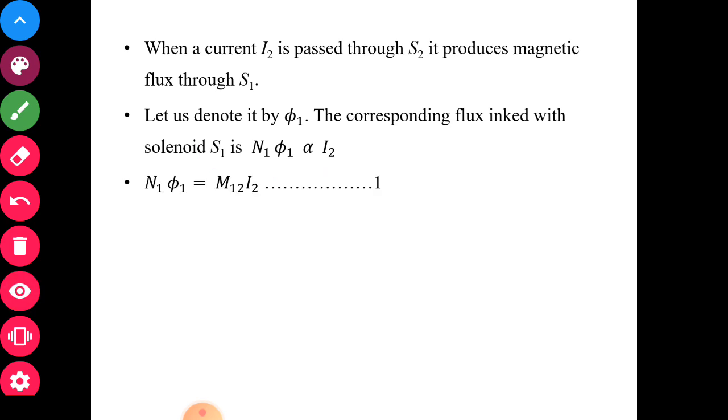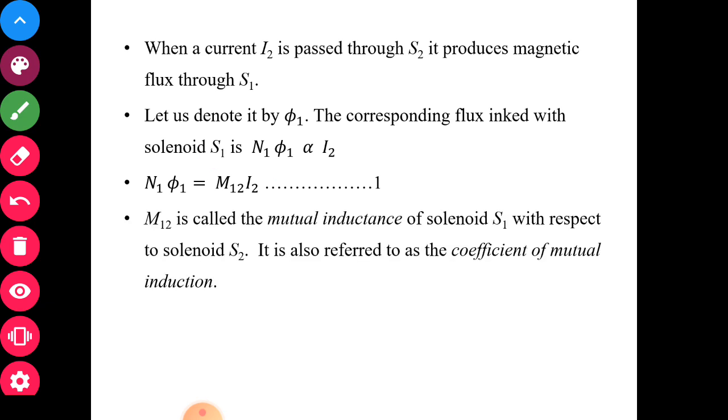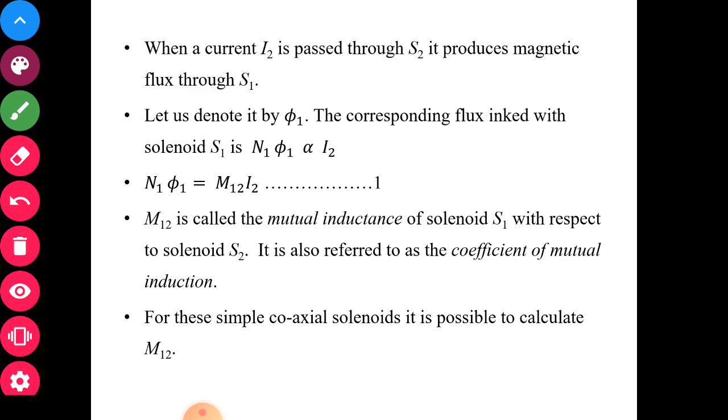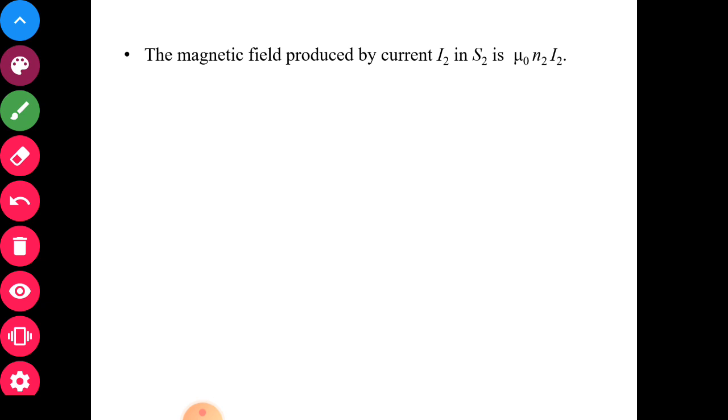Now, as I said, N1 phi 1 is equal to M12 I2, where M12 is a constant of proportionality, called the mutual inductance of solenoid S1 with respect to solenoid S2. It is also known as the coefficient of mutual inductance. For these simple coaxial solenoids, it is possible to calculate M12. Now M12 is calculated.